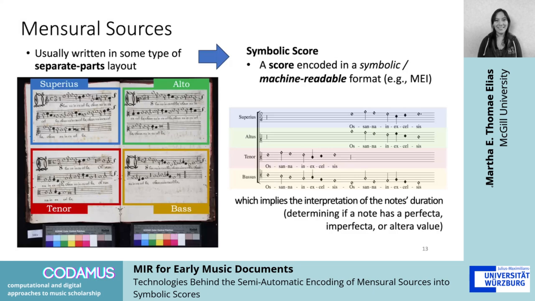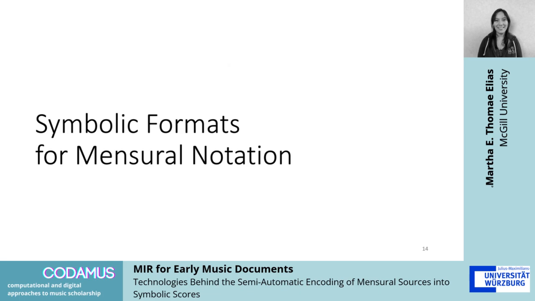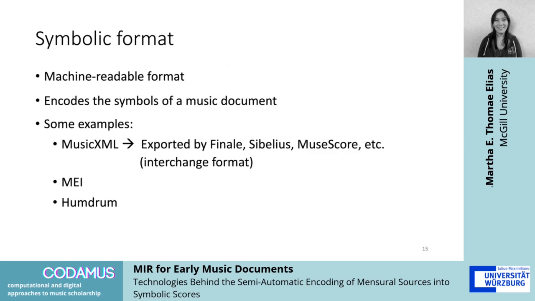Now that we have talked about symbolic scores, let's move into symbolic formats that we can use to encode this type of notation. First of all, a symbolic format, in general terms, is a machine-readable format that encodes symbols of a music document. I included MusicXML because it's the most common example, and maybe the one that you're most familiar with. You can export it in Finale, Sibelius, MuseScore, and other graphical editors for music notation.